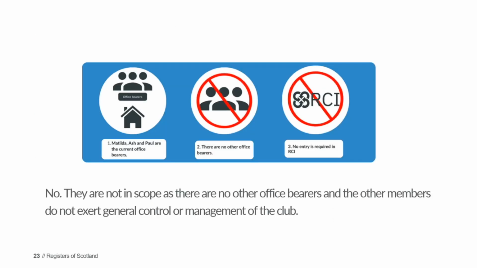The correct answer here is that no, they're not in scope. This is due to the fact that firstly, Matilda, Ash and Paul are still in office and are listed on the title. And secondly, that there are no other office bearers that are not listed on the title. And finally, that the other members do not exert general control or management of the club.